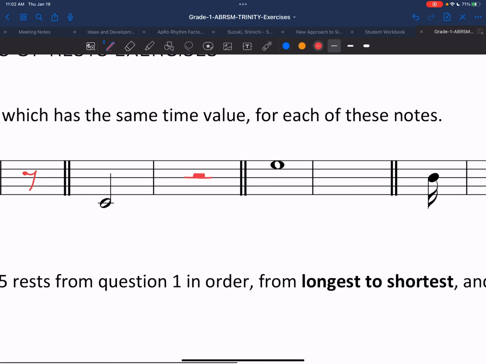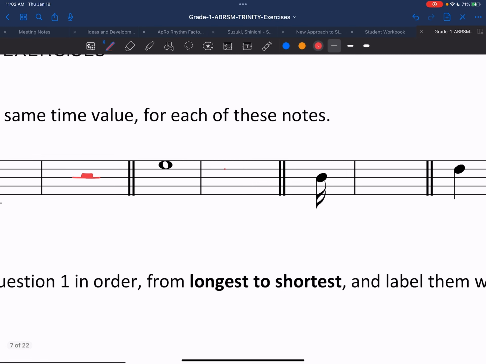Next one is a whole rest. For the whole rest, we start by making a line, and then we make a hole in the line. So the half rest looks like a hat. The whole rest looks like a hole.